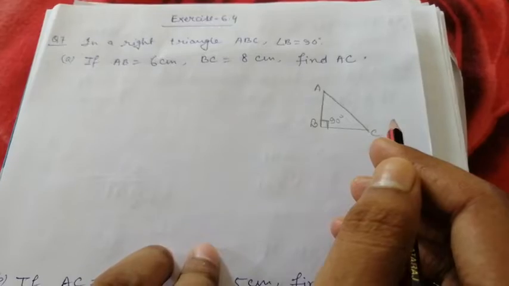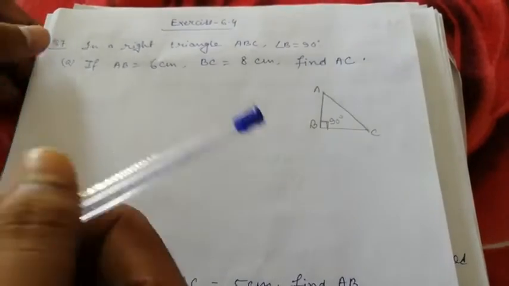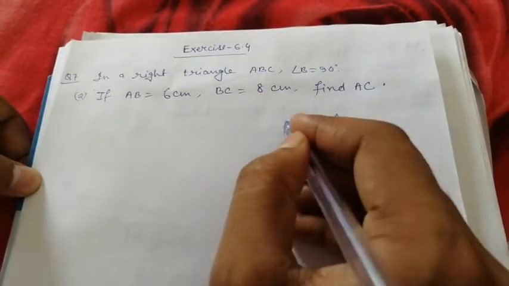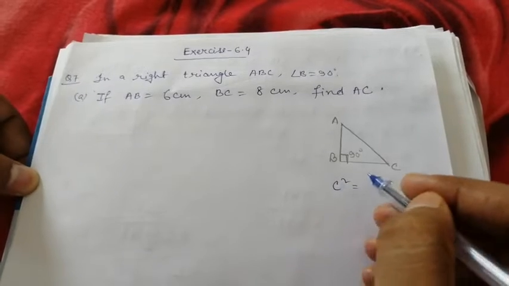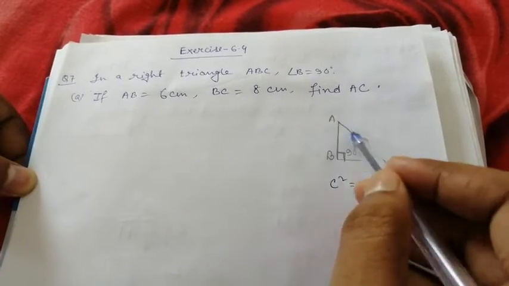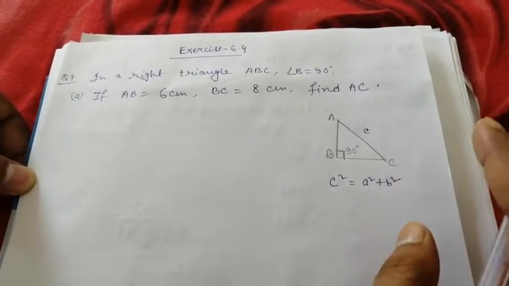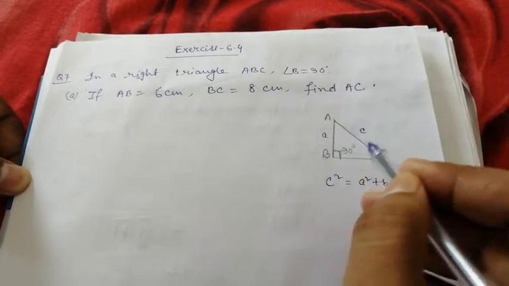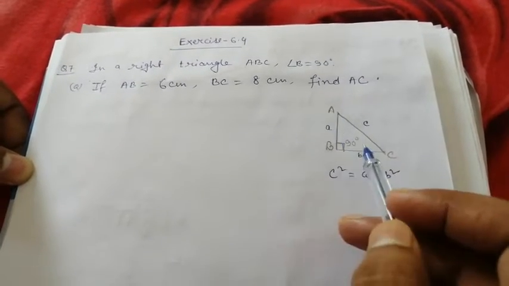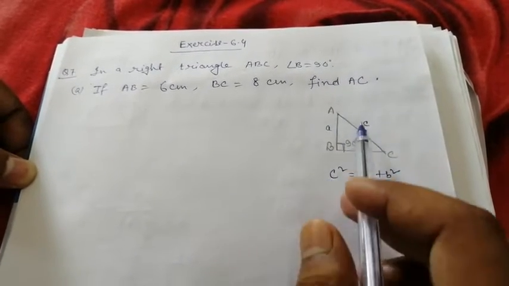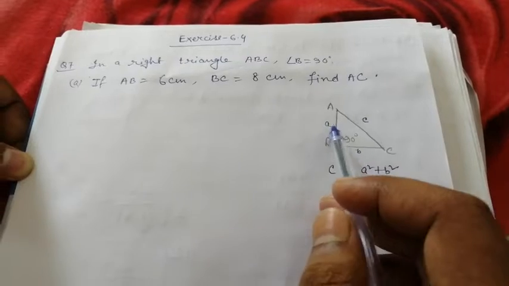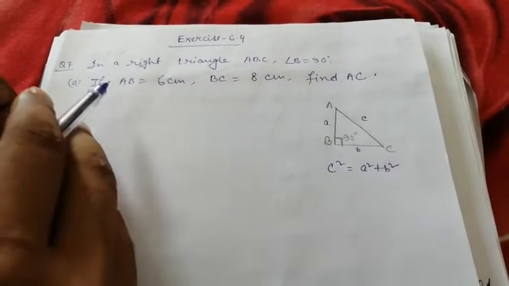What is the meaning of Pythagoras theorem? I hope all of you learned this formula in 7th class also. I will write here. C square is equal to A square plus B square. What is the meaning of C? If we consider the longer side as C, and this is A and this is B. We can also take some values, like 5 square is equal to 3 square plus 4 square. So C square, meaning longer side square, is equal to the sum of the squares of the other two sides.